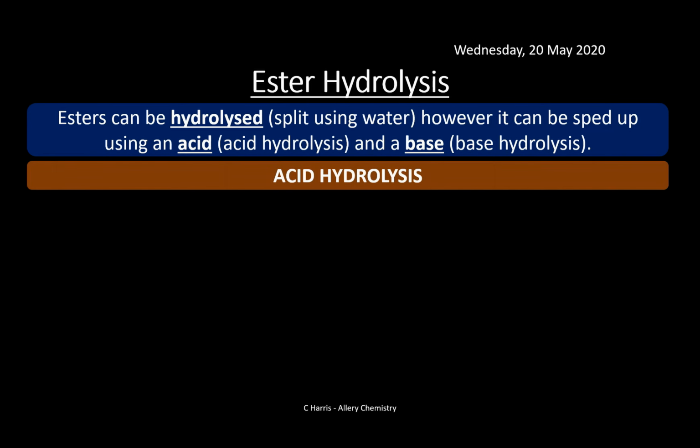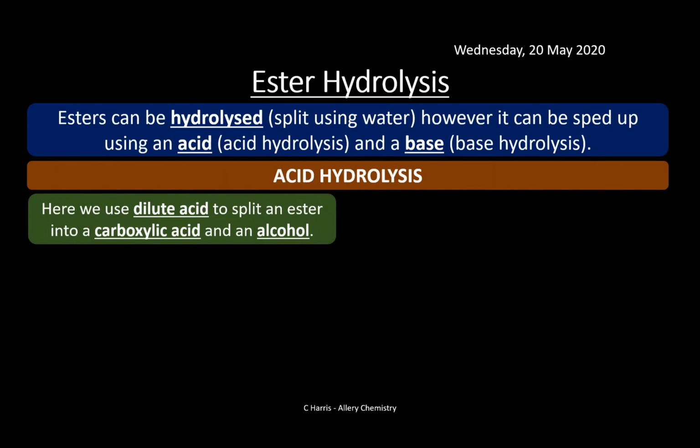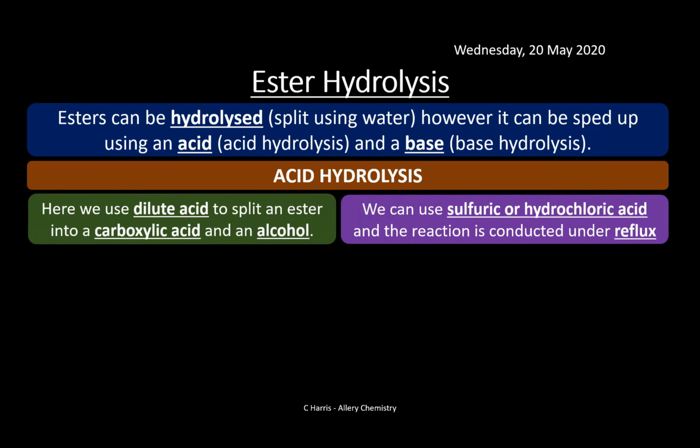We're going to look at acid hydrolysis first. So here we're going to use a dilute acid to split an ester into a carboxylic acid and an alcohol, okay? So basically it's just splitting these two apart. So we can use sulfuric acid or hydrochloric acid, and all of this is conducted under reflux, and you'll see this towards the end of the video when we look at practical techniques. Reflux is used when we're heating volatile liquids. We want the benefit of the heat to allow them to work, but we don't want our products or reactants in that case to just evaporate off into the atmosphere. So reflux allows us to do that.